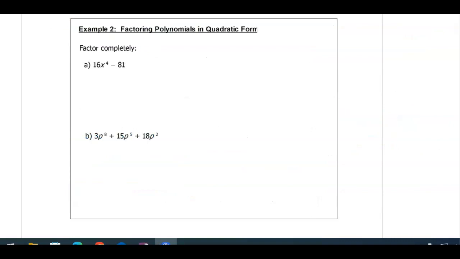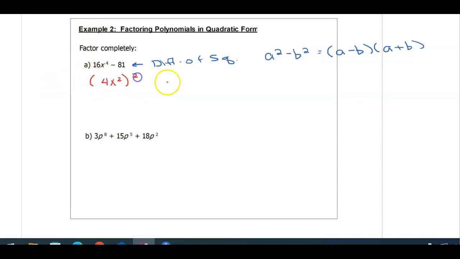All right, let's look at example 2 now. Okay, now this here should be familiar as a difference of squares. Remember, a squared minus b squared factors to a minus b, a plus b. So think of this as 4x squared squared minus 9 squared. If you think of it in terms like this, that means your 4x squared is your A and your 9 is your B.